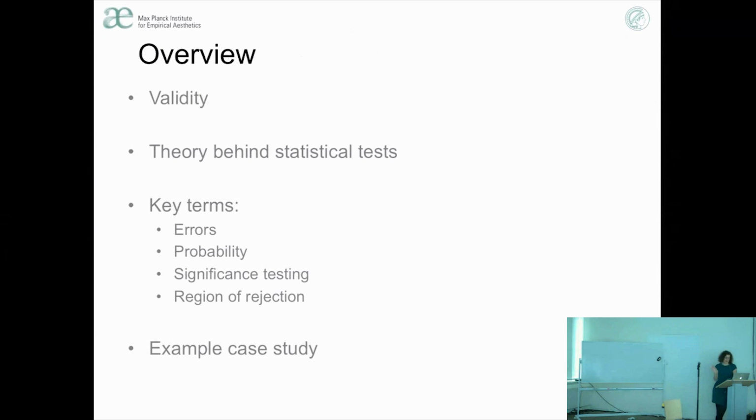Then we'll go into the theory behind statistical testing, the principles behind testing, if you will, that you need to know in order to make the right choice for the statistical test that you need to answer your specific research question. Key terms that we'll talk about in this lecture will be errors, probability, significance testing, and regions of rejection. And I will use the example case study, so Anna and Don's study, throughout this whole lecture.